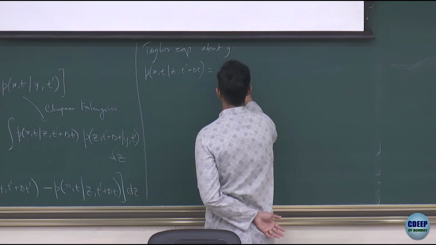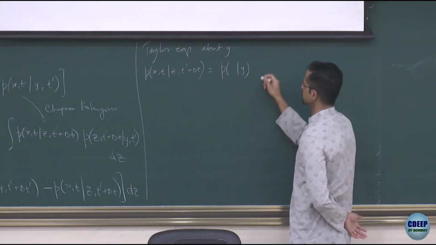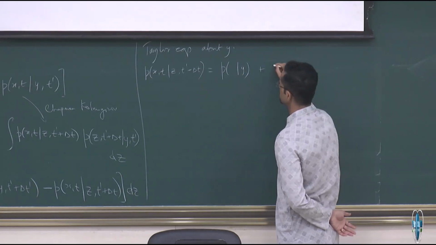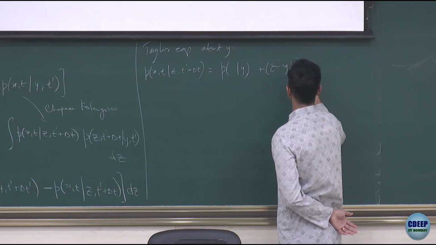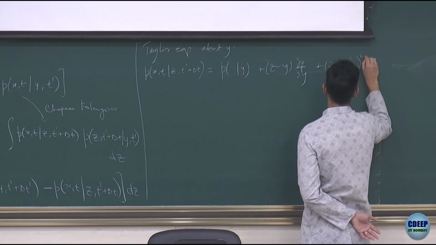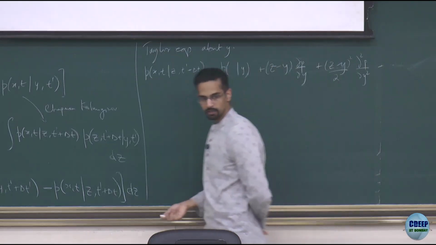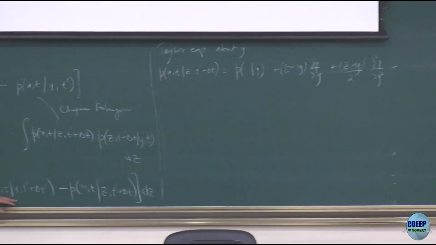Right, so I'll just write it, all that is the same. So it's this probability where, instead of z, I have y, plus z minus y, the derivative with y, plus the higher order terms. And I can now substitute that just like before here.